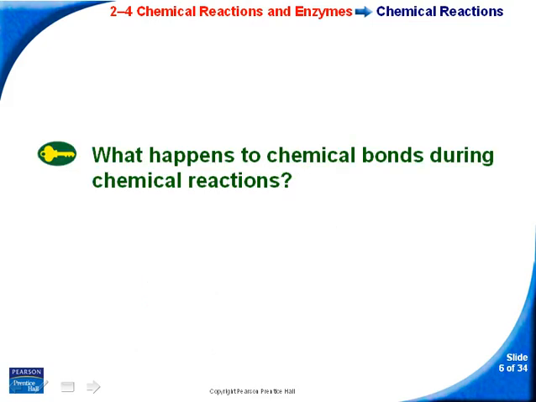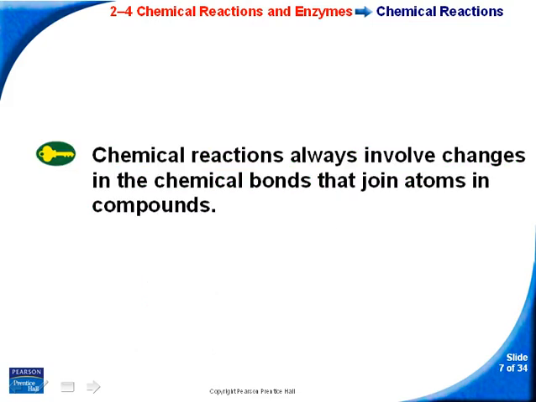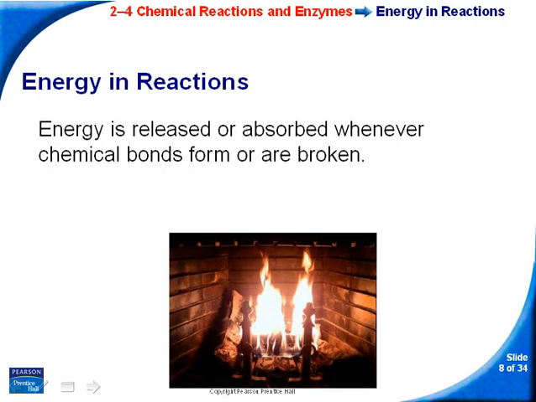What happens to chemical bonds during chemical reactions? Chemical reactions always involve changes in the chemical bonds that join atoms and compounds. And as you know, we talked about the electrons being what cause the chemical bonds.